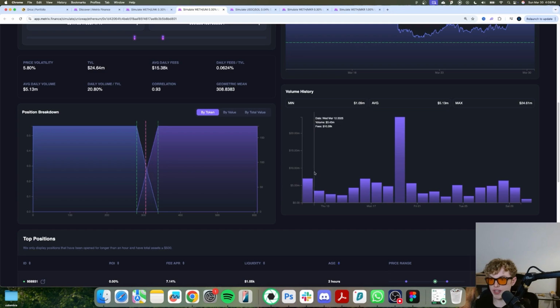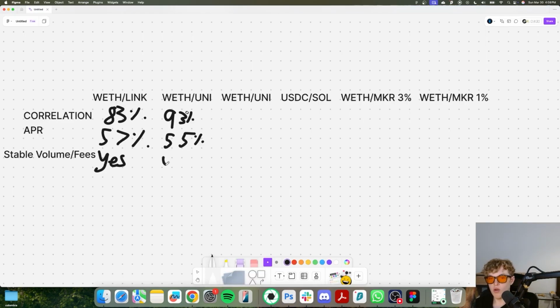So we're seeing days with 20K in fees, then dipping down to 7K, then 20K. We have a day with 73K in fees. There must have been an event or something going on that day, which caused it to spike. And then 8K in fees, 5K in fees. So I'd say it's somewhat stable. It's up and down. So I'll still go ahead and write yes for stable volume and fees.